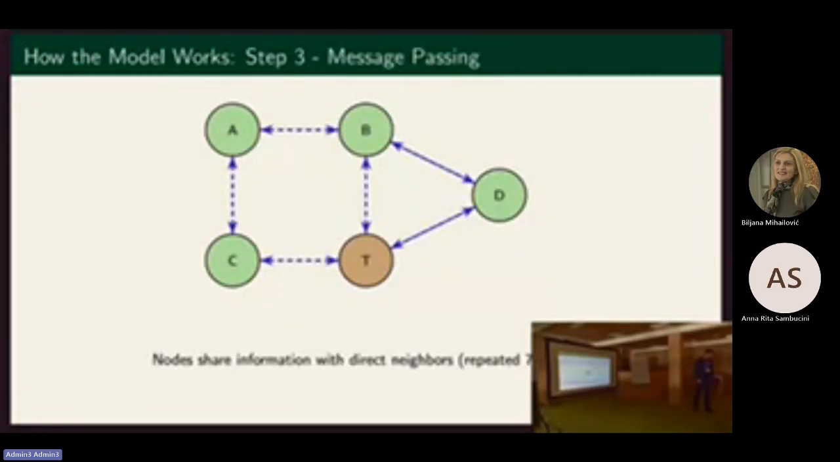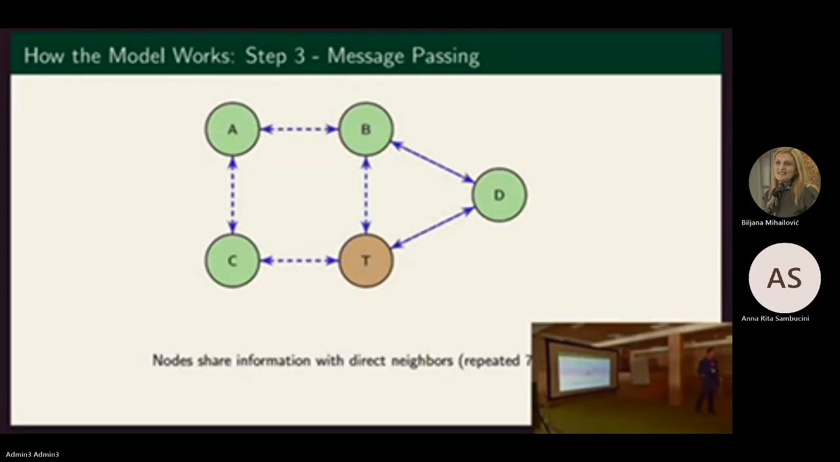The key point is that there is message passing between the nodes. So for every node, you combine information from their immediate neighbors, and you do this 7 times. Again, this is a parameter that we found out was the best for us. So the information spreads across the entire graph.